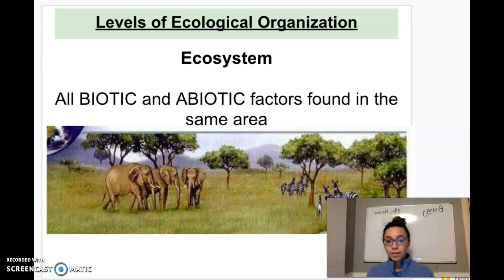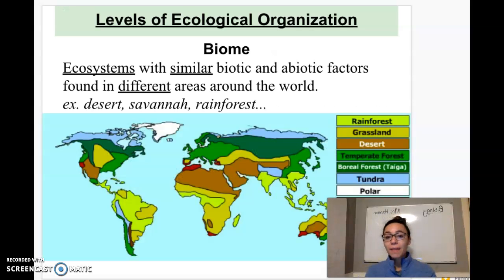The ecosystem, now we're talking about the biotic and abiotic factors found in the same area. So we have the animals, right? The population of elephants, the population of zebra, the trees, the grass. But now we have the non-living components as well. So we have the mountains in the background, the air, the precipitation, the water, all of those things as well make up the ecosystem.